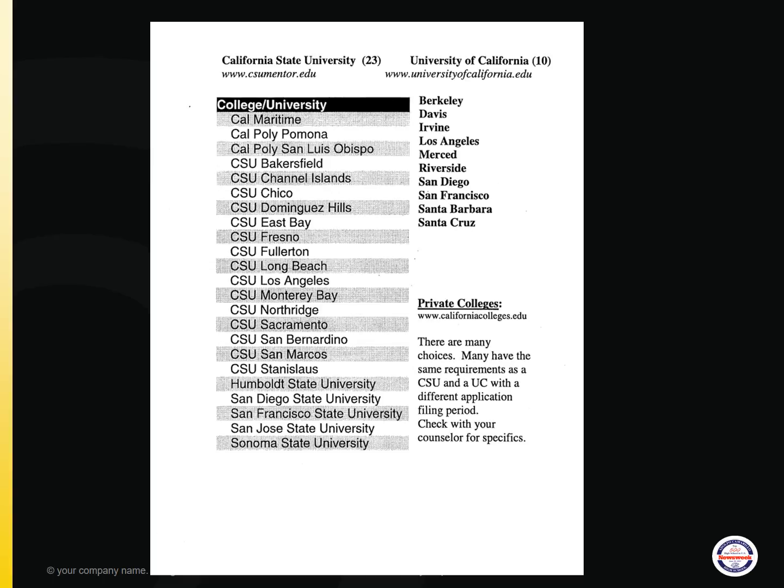On this slide, you will see the 23 Cal States, 10 UC campuses, and a note on private colleges. Remember, it's never too soon to start thinking about where you might want to apply your senior year. If you fulfill your A through G requirements, this is a list of some of the campuses that you may apply to.